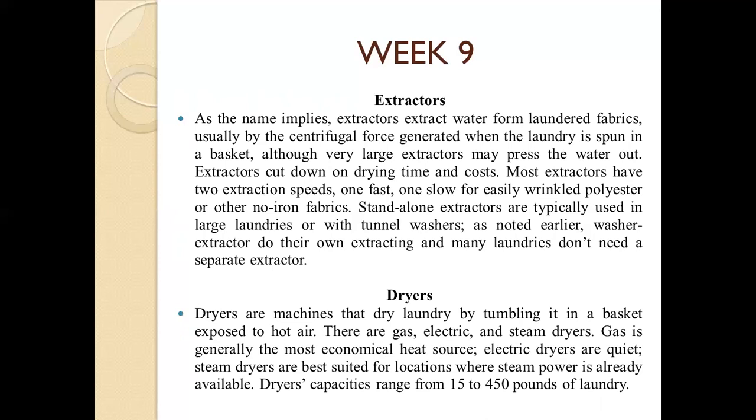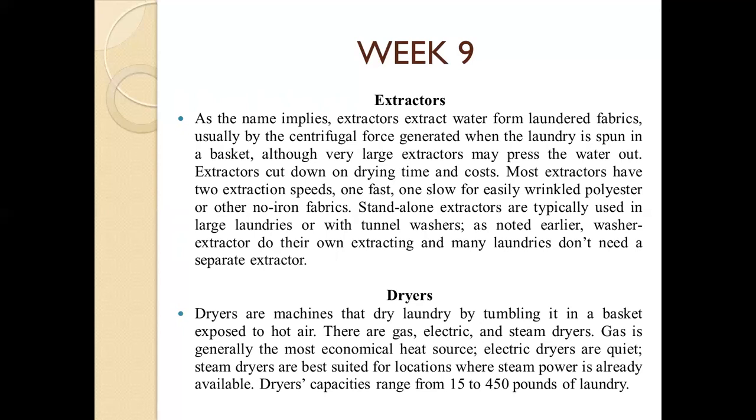Now, of course, in the laundry, we will have a dryer, and dryers are machines that dry laundry by tumbling it in a basket exposed to hot air. These are usually gas, electric, and steam dryers. Gas is generally the most economic heat source. Electric dryers are quiet. Steam dryers are best suited for locations where steam power is already available. And dryer capacities range from 15 to 450 pounds of laundry.